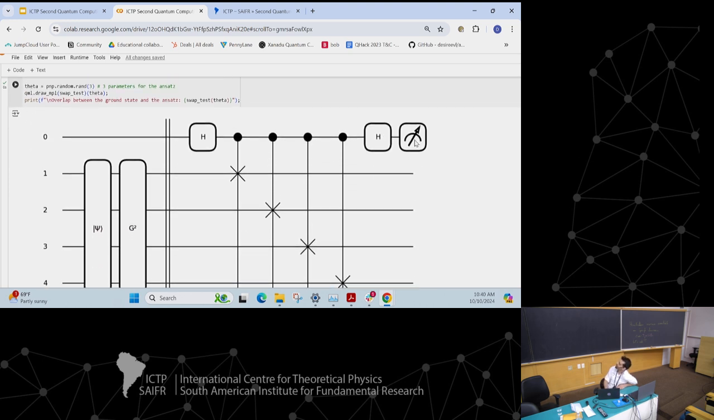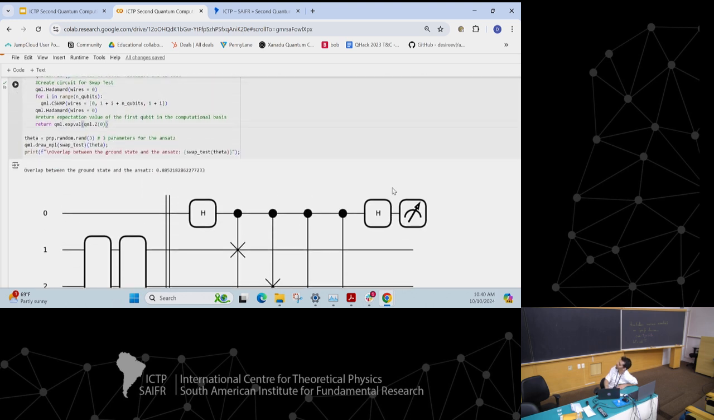And remember that the value of the overlap between the ground state and the excited state comes from the probability of measuring your ancillary qubit in state 0. So we only do a single measurement. We don't need to measure all of these other qubits.